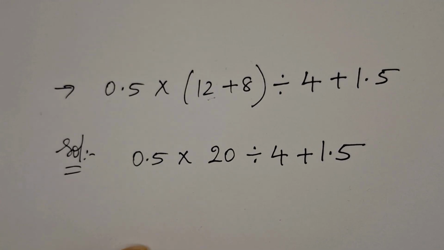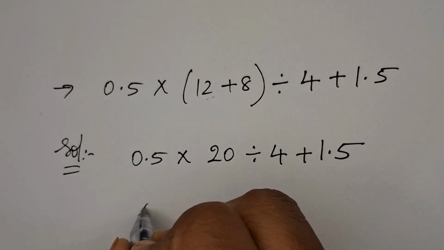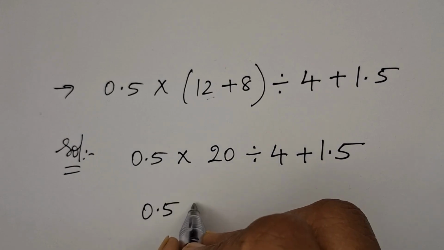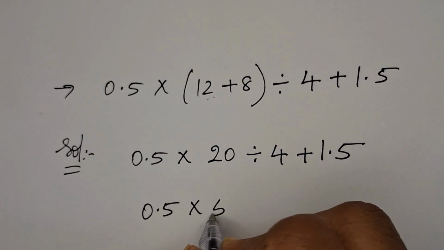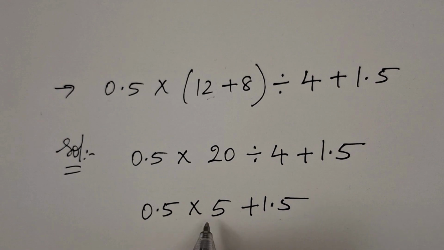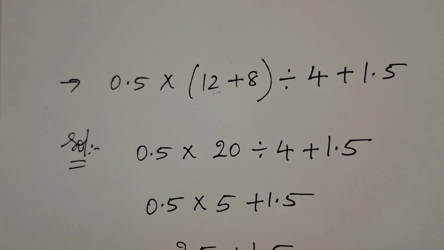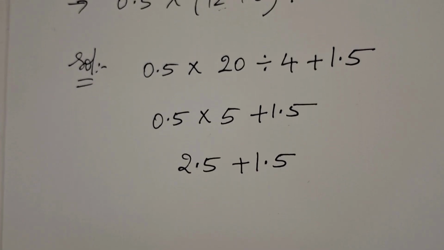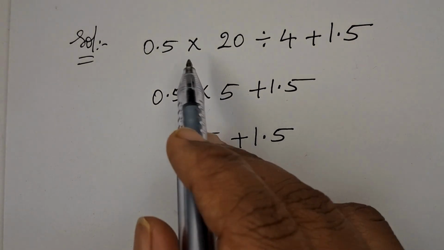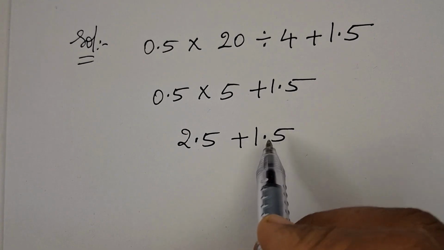So the next step is here we have to solve the division one. So 20 divided by 4 is 5. So 0.5 into 5 plus 1.5. Next step is 0.5 into 5. So we have to multiply 0.5 into 5, that is 2.5 plus 1.5.